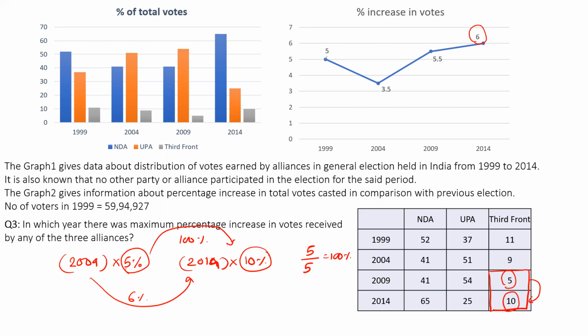Now, if you compare it with any other percentage increase, you will find that no other percentage increase is equal to 100%; every other percentage increase in this table is definitely less than 100%. Hence, my answer has to be that in 2014, we have seen the maximum percentage increase, and that is in the case of the Third Front. I hope this concept is clear.